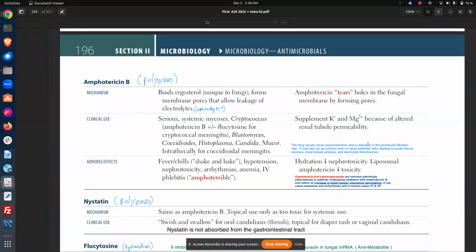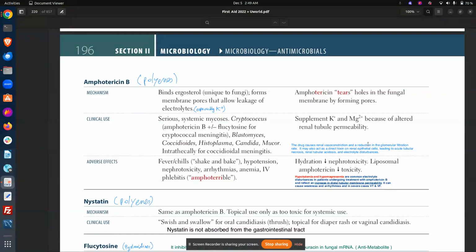We don't use them for local infections. We are using them for systemic fungal infections. I've already mentioned that we use amphotericin B for cryptococcal meningitis along with flucytosine. If you have to remember one point, I'm repeating that again and again: remember, we will use amphotericin B in combination with flucytosine in patients with cryptococcal meningitis.